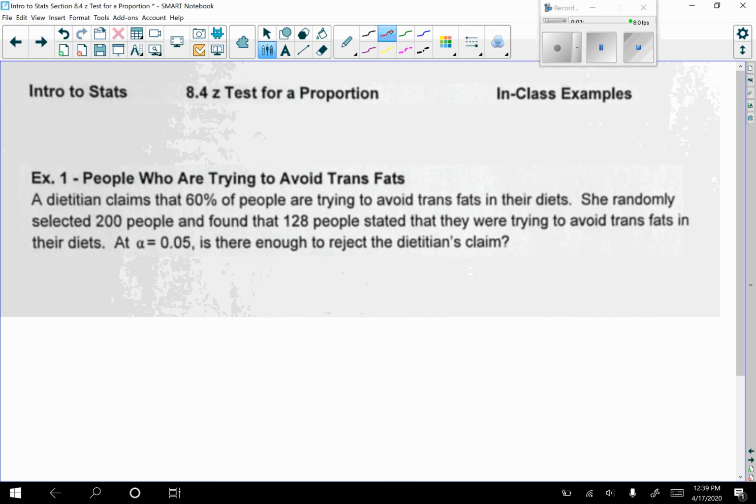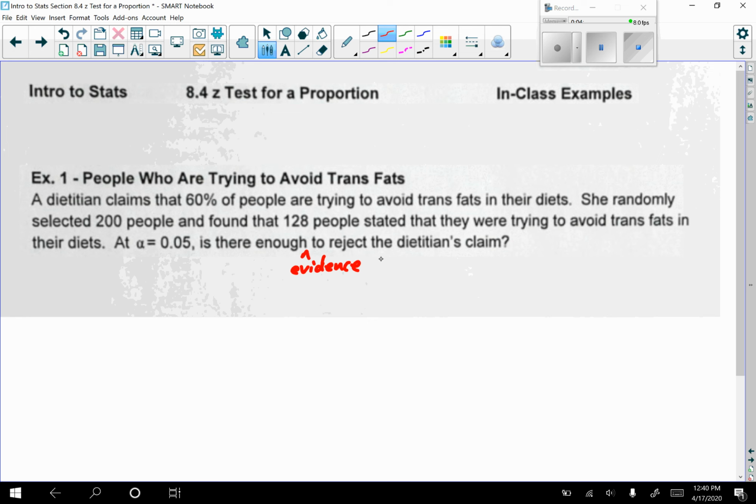We are going to use a traditional test on this one. So notice the very first sentence, a dietitian claims that 60% of people are trying to avoid trans fats in their diets. She randomly selected 200 people, so that's our sample size, and found that of those 200, 128 stated that they were trying to avoid trans fats in their diets. We do have an alpha level given to us here, 5%. Is there enough evidence to reject the dietitian's claim? And that word reject is a big key word there. Reject, remember, goes with the null hypothesis.